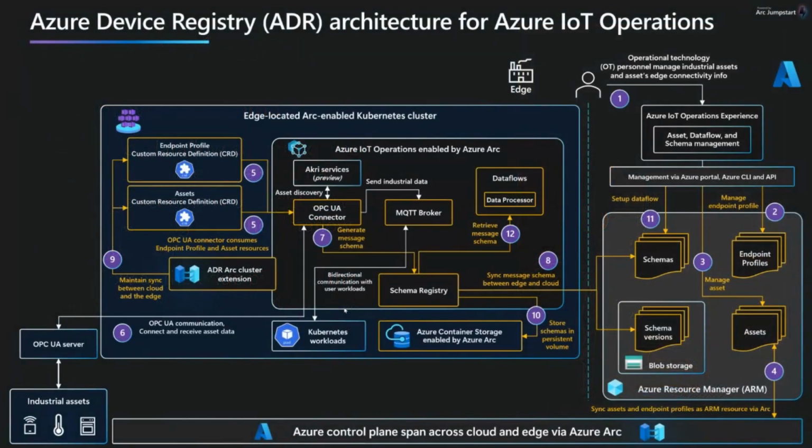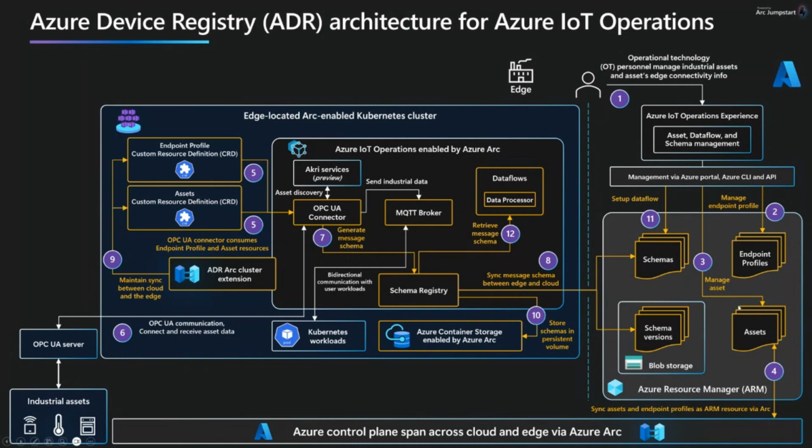So just a quick flow diagram that puts it all in perspective before I pass it over to Tony to talk more about Azure Container Storage enabled by Azure Arc and the role that it plays in all of this. As I mentioned, you start with the operations experience in the cloud. This is step number one here. You manage your endpoint profile, which you can think of as that industrial device that you're connecting to. You create your asset from the cloud.